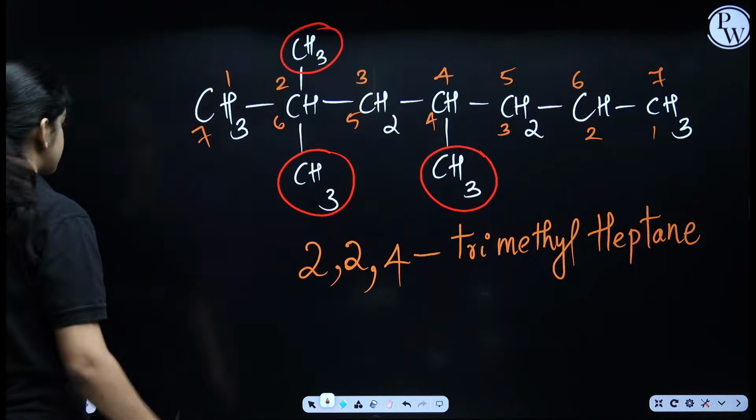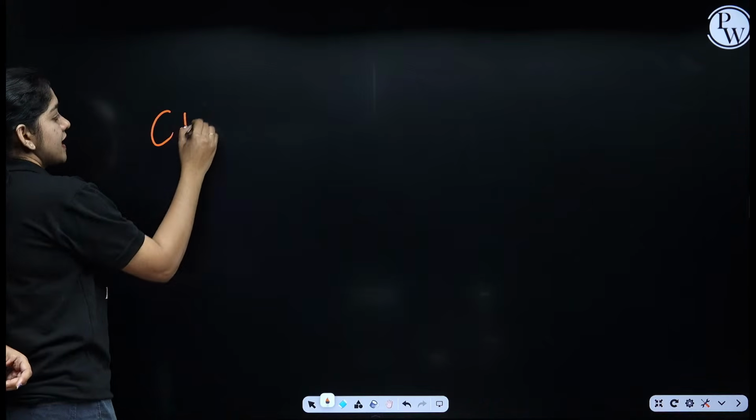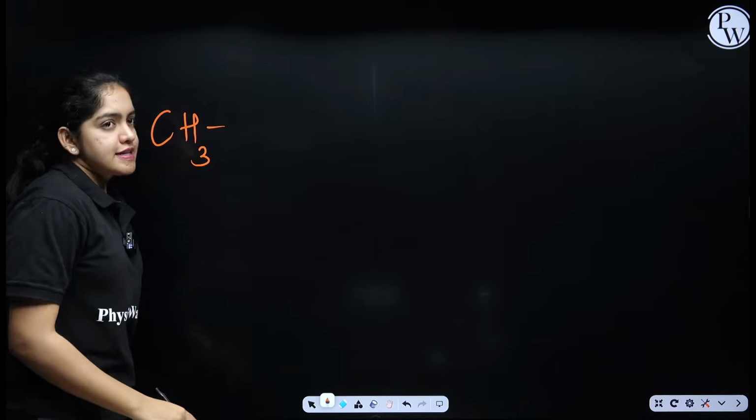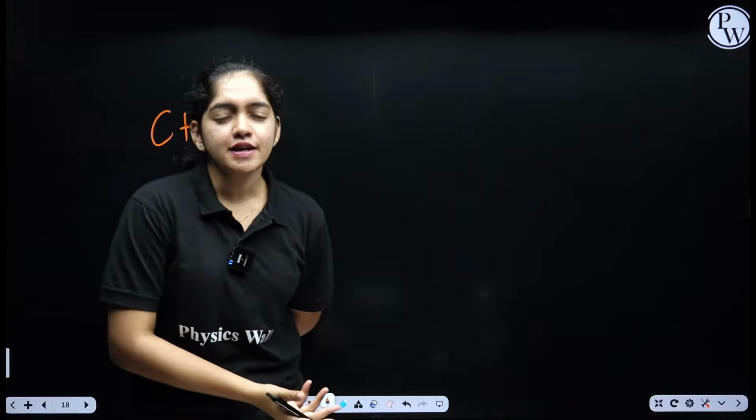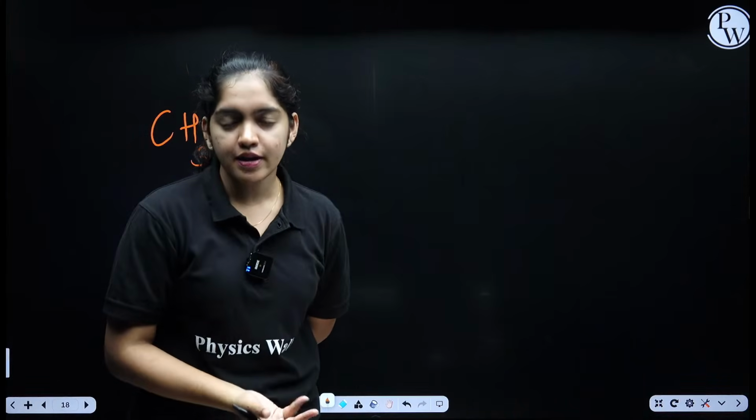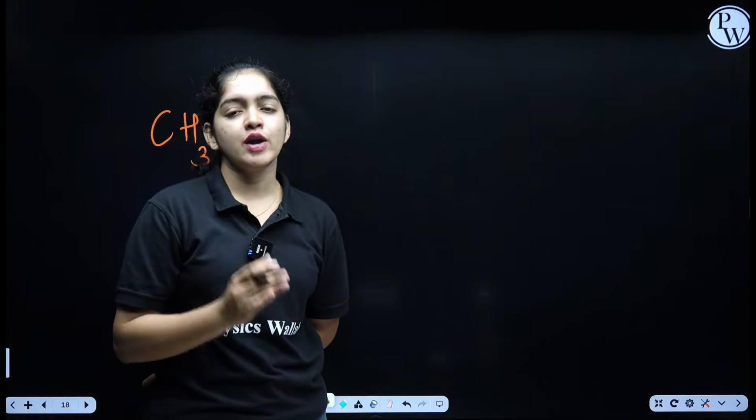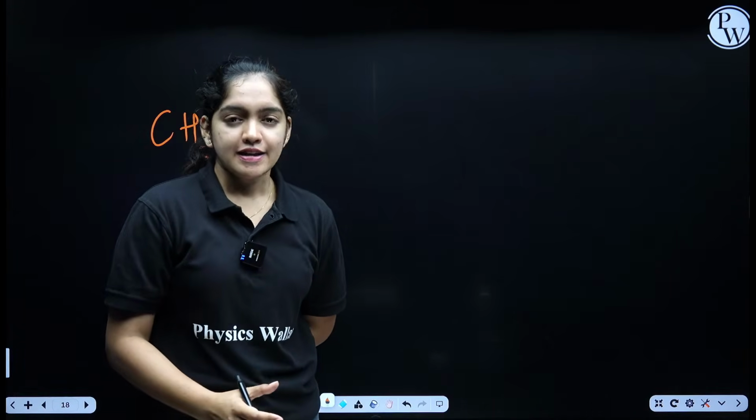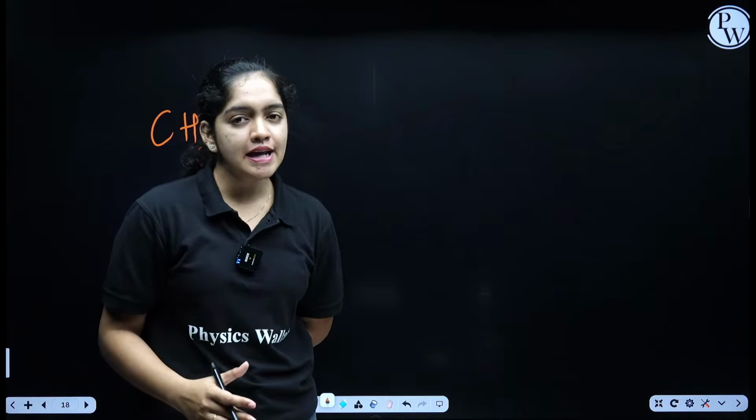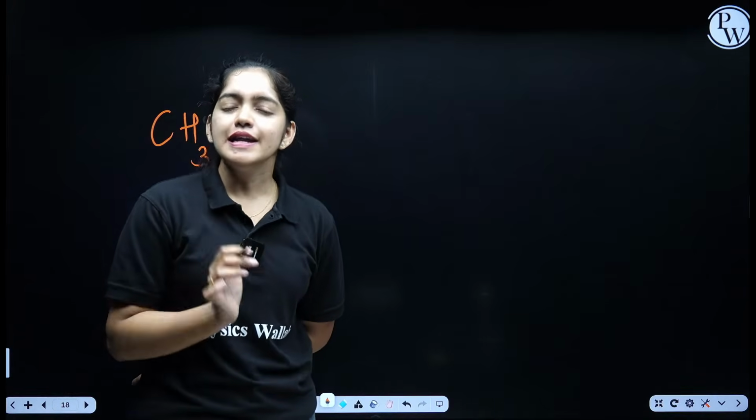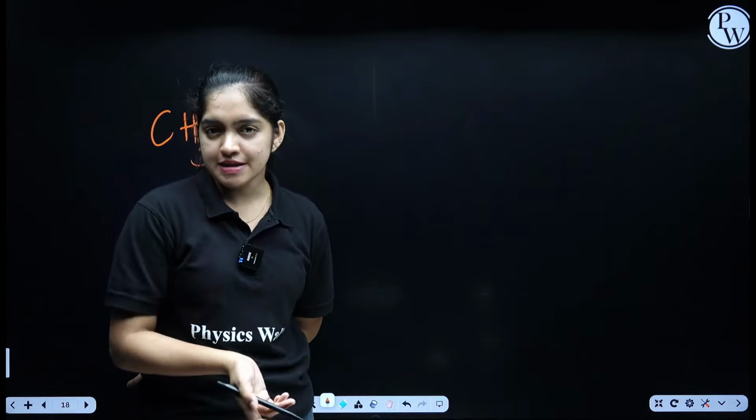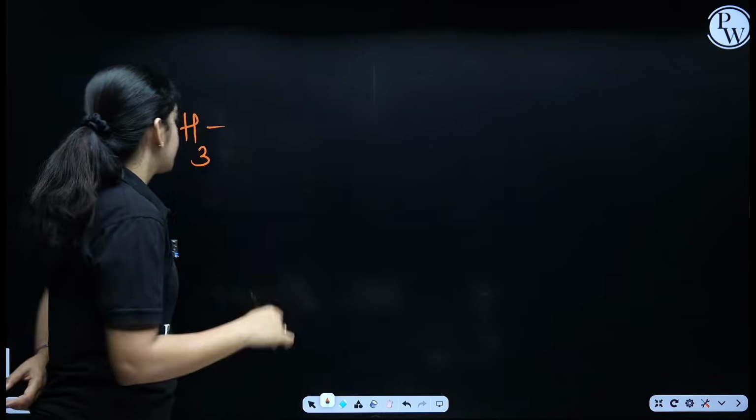Then next question. We can apply the next rule here. That is, if different branches are there, what should we do? If different branches are there, the lowest number we should give according to the alphabetical listing. That means if methyl and ethyl are present, the ethyl should get the least number and methyl should get the next number. Like that we should do the numbering. Okay.